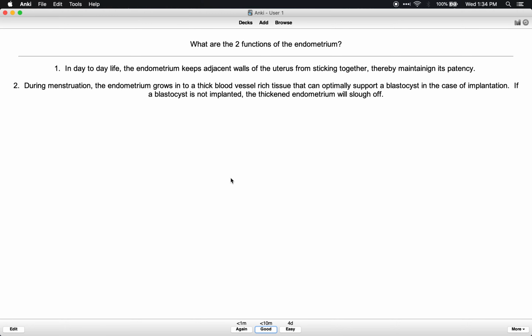Two functions of the endometrium. It serves as a wall for the uterine lining to prevent the uterus from clumping together. And the second function is that during the cycle, the endometrium lining can become a thick, rich blood vessel network that can support a blastocyst in the case of implantation.